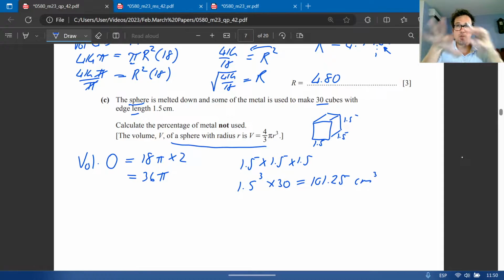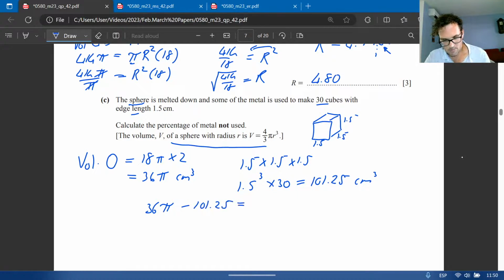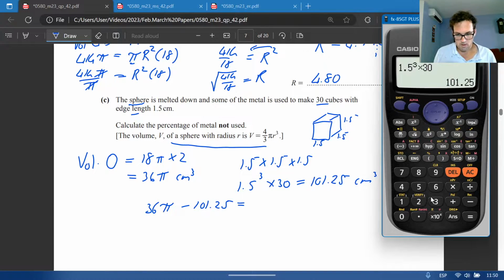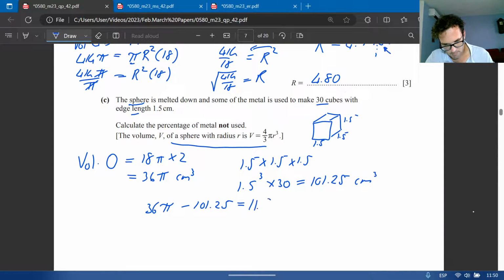Okay, so we took that melted liquid sphere and we poured it 30 times, and then we got some liquid left. So let's see, what's the liquid left? We have to take the volume, also in centimeters cubed. So the 36 pi, we subtract all the liquid we poured out, and we'll have the volume of the liquid metal that is left. So we just need to do 36 pi minus my previous answer, which was 101.25, and that's what's left, 11.847. At least 5 significant figures, don't round it yet.